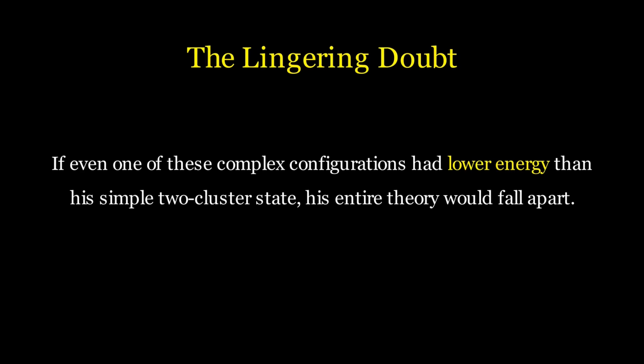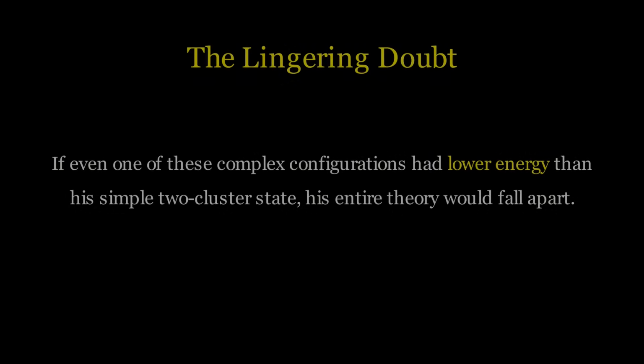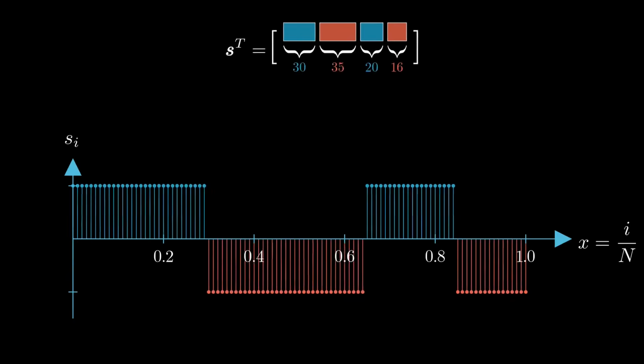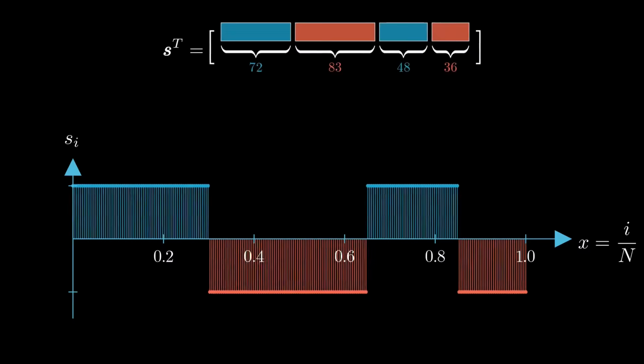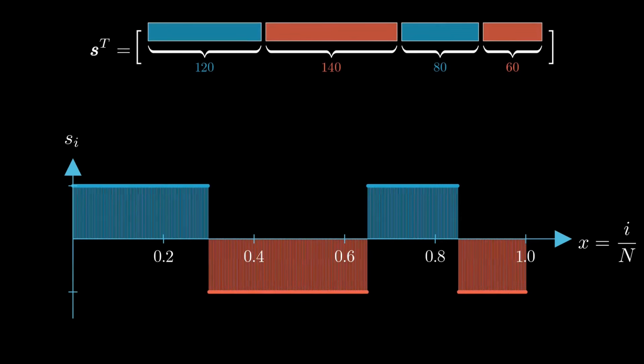His strategy was to push the problem to its most extreme and abstract limit. What happens as n, the number of spins, approaches infinity? As n grows larger and larger, our discrete vector of individual spins begins to blur into something smoother, less like a sequence of points and more like a dense continuous line, as you can see here.